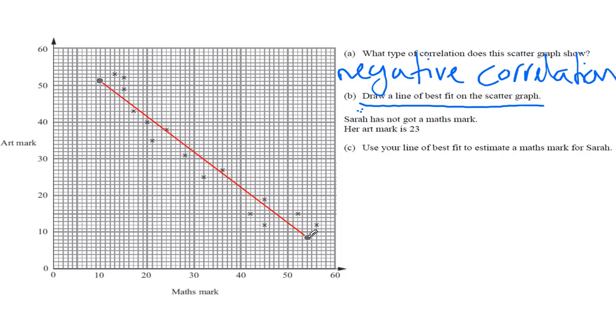Now I'm going to show you some lines of best fit that are totally incorrect. So for example, I've seen people draw lines of best fit like that. Now you might argue and say, well, you've got roughly the same number of crosses on either side. Well, clearly that is wrong.